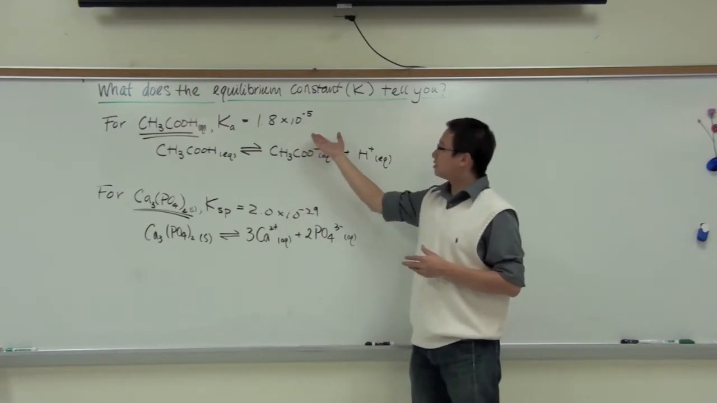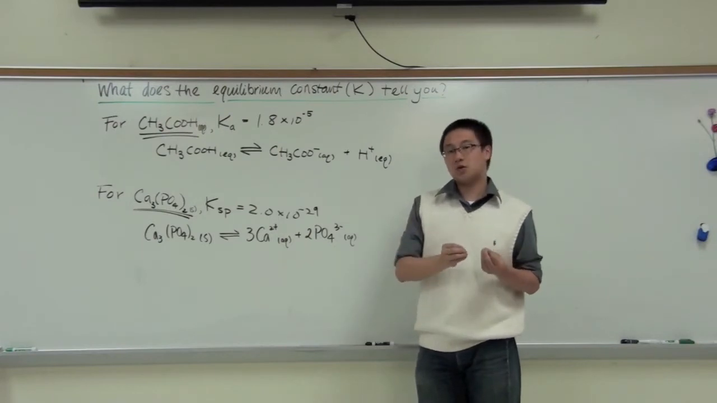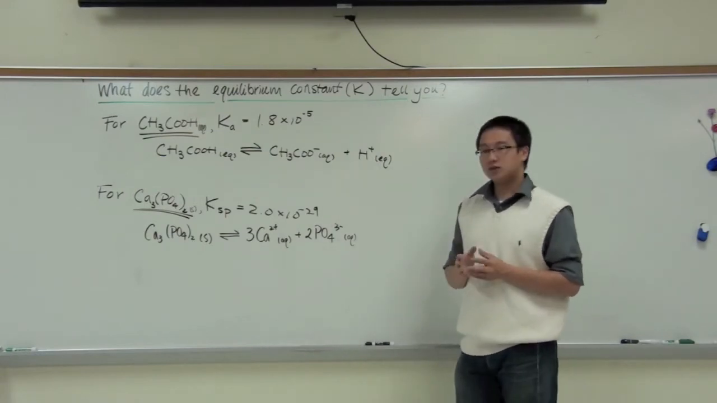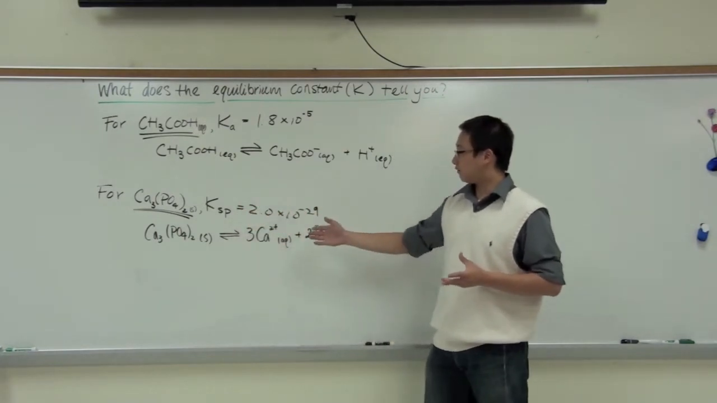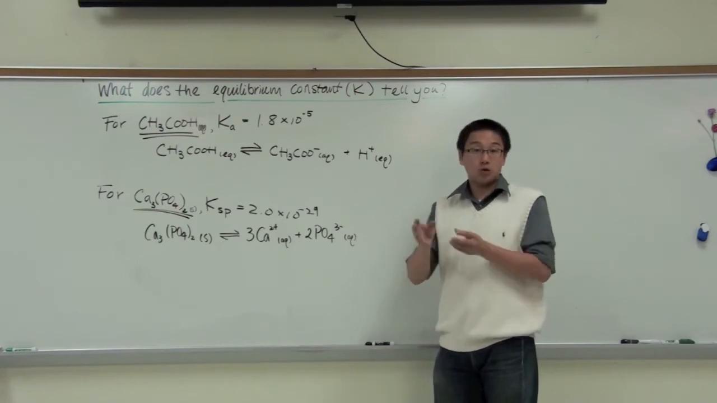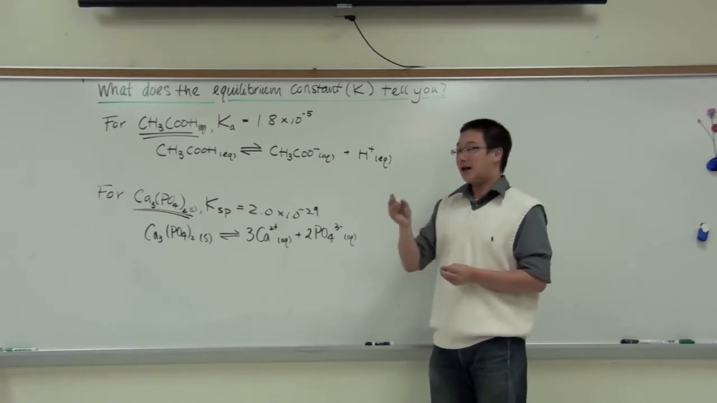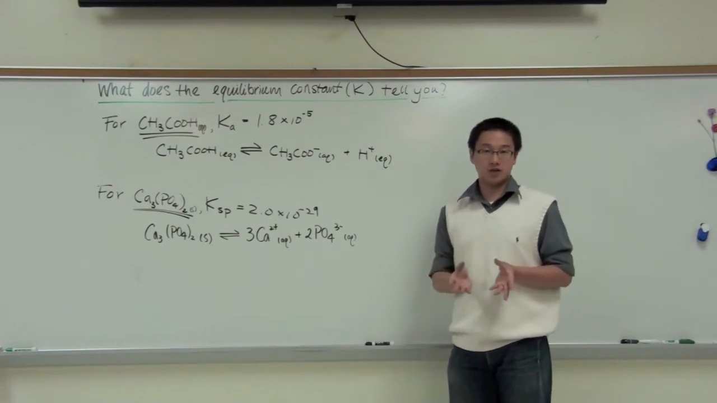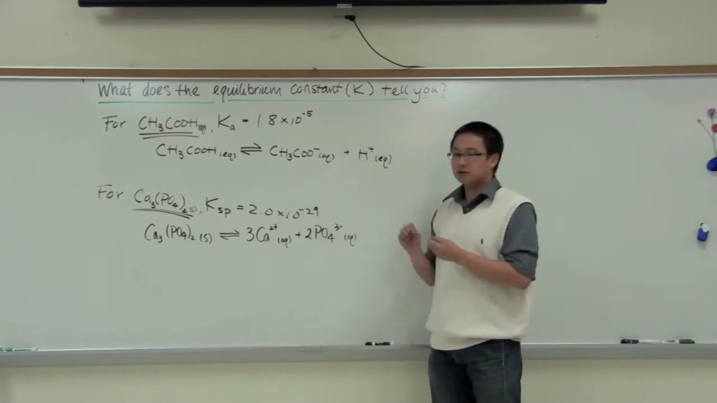So 1.8 times 10 to the negative 5 is the same as 0.000018. So it is a pretty small number. But if you look at this one, calcium phosphate, it has an equilibrium constant value of 2.0 times 10 to the negative 29. It means that you have 0 point and then 28 zeros following the decimal point, and then you have the 2. So that is an extremely small number. So what do these numbers tell us?